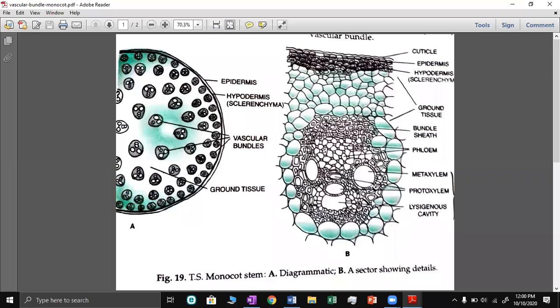See this picture, you can see this is the maize stem anatomy. You can see a lot of vascular bundles are scattered. Vascular bundles are many near the periphery, and towards the center gradually the number of vascular bundles decreases, but their size increases. So here is one of the vascular bundles which has been magnified.